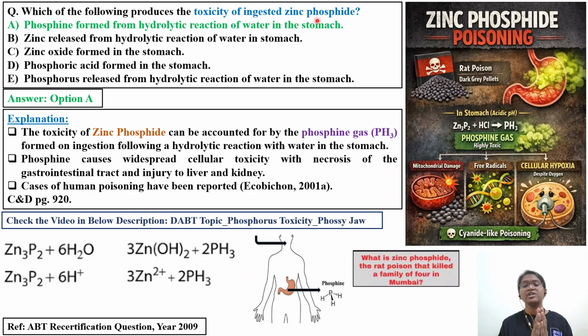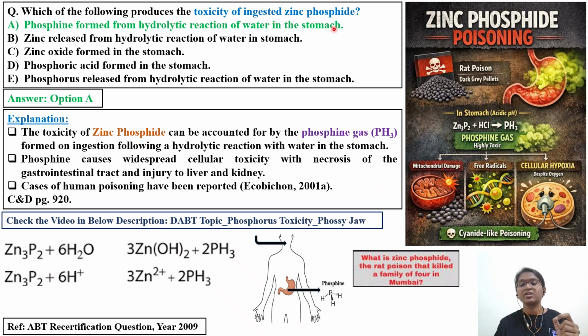Whenever you are reading about rodenticides, that comes under pesticides only. Pesticides is a bigger umbrella, under which you will read about weedicides, herbicides, fungicides, rodenticides. In rodenticides, zinc phosphide is something which is used as a rat poison. So the question is, which of the following produces the toxicity of ingested zinc phosphide?